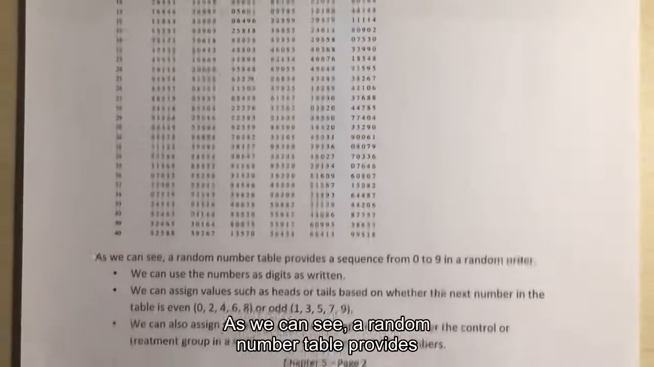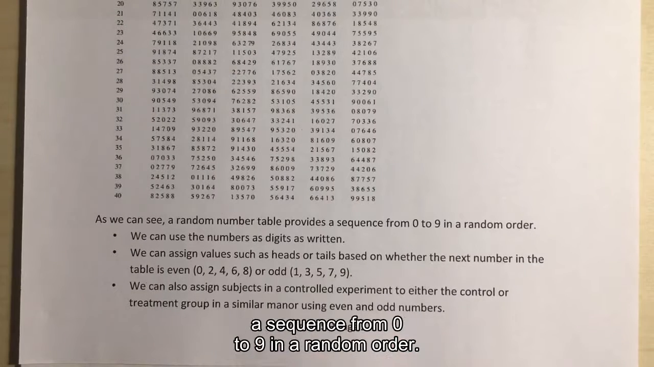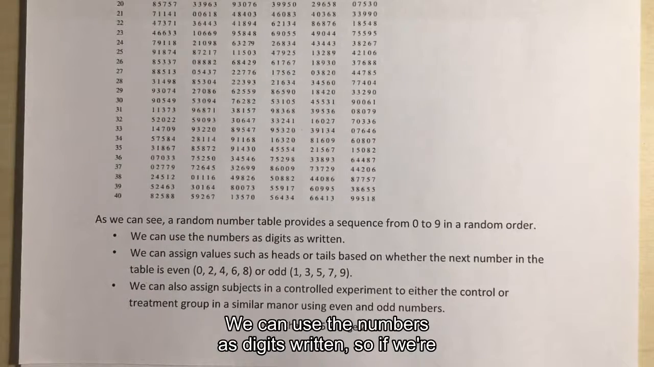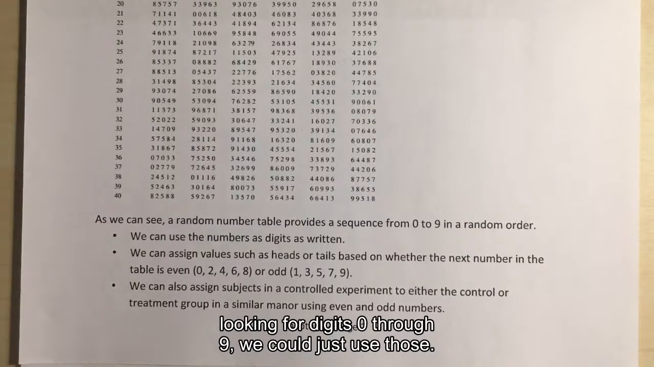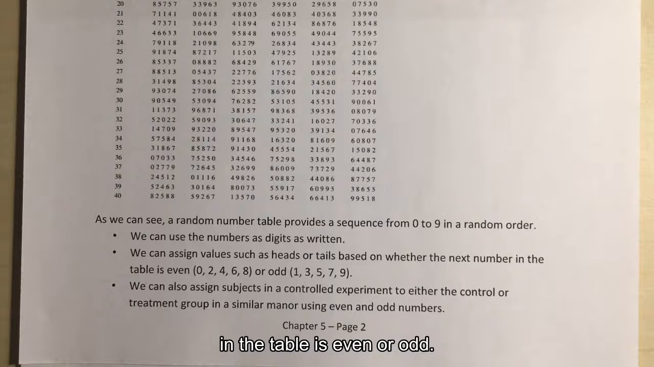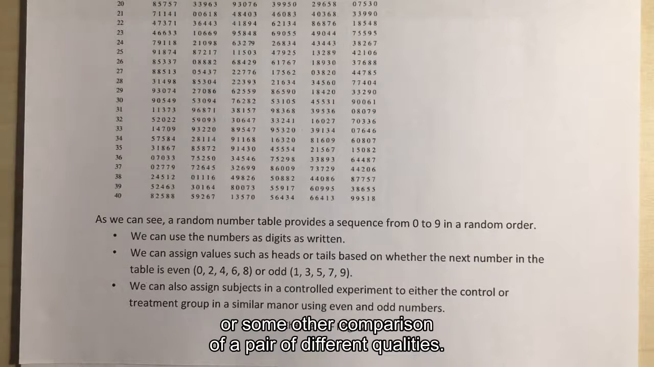So as we can see, a random number table provides a sequence from 0 to 9 in a random order. We can use the numbers as digits written. So if we're looking for digits 0 through 9, we could just use those. We could assign values such as heads or tails based on whether the next number in the table is even or odd. Right? So if we're comparing two different types of values, we could use even or odd, or some other comparison of a pair of different qualities.